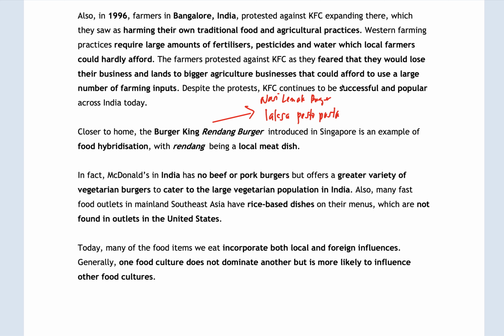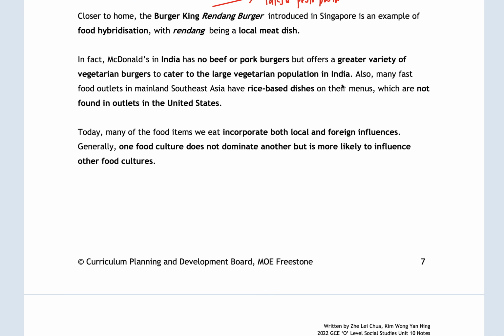So a lot of things that we eat and consume today are a hybrid of local and foreign influences. Usually a food culture won't dominate another, but it is very likely for there to be a hybridizing effect on food. Not so much a homogenizing effect but more a hybridizing effect.